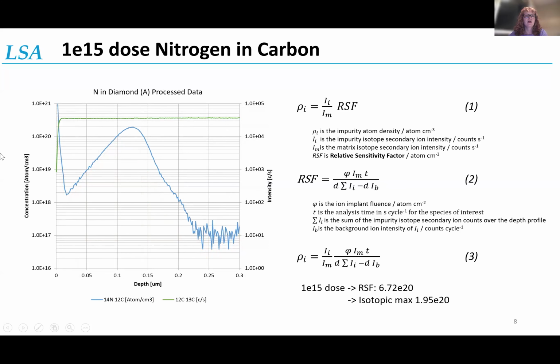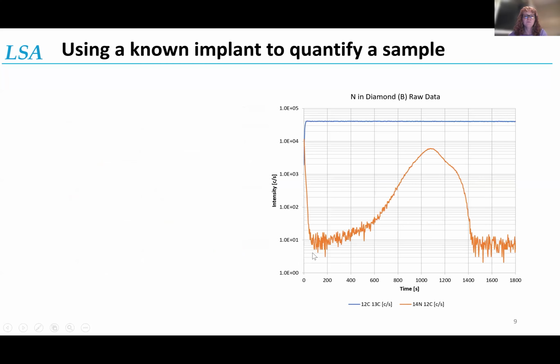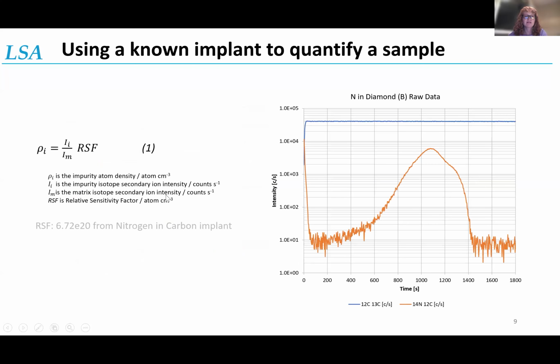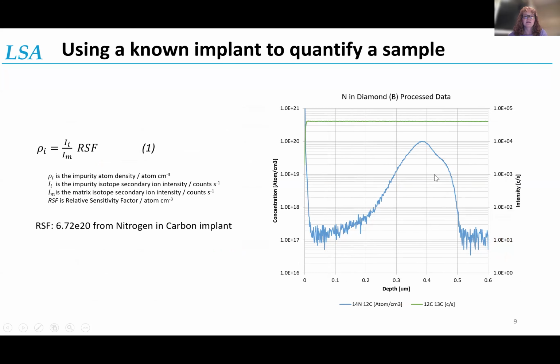So when we move to an unknown sample and use this relative sensitivity factor we got from the known dose, we can then convert the intensity scale into atoms per centimeter cubed. We would then be able to compare this quantified profile from day to day and from year to year. SIMS tends to have about 10% repeatability, which is incredibly good when you think about it, going down to like 1E17 atoms per centimeter cubed.